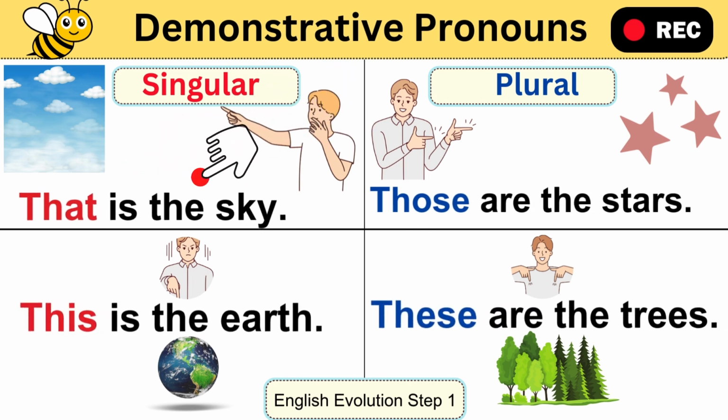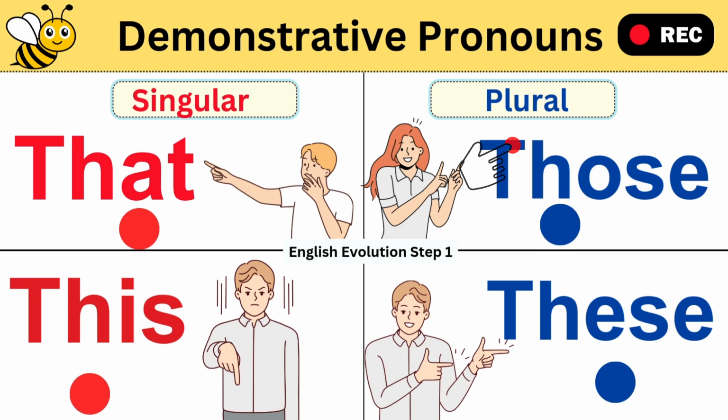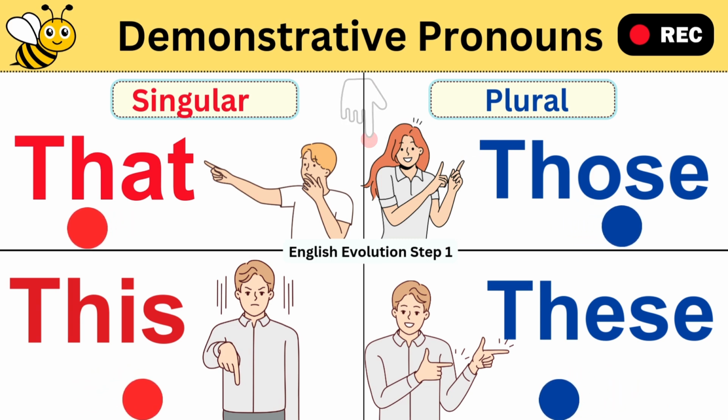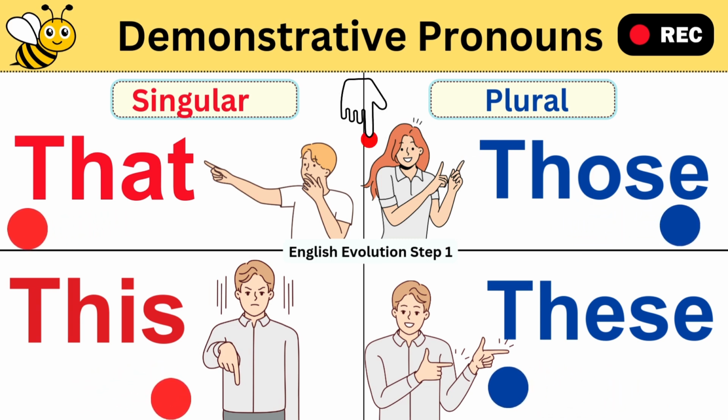That is the sky. Those are the stars. This is the earth. These are the trees. Remember, these pronouns help us point to specific things, whether they're near or far. Let's move up to our second part, interrogative pronouns.